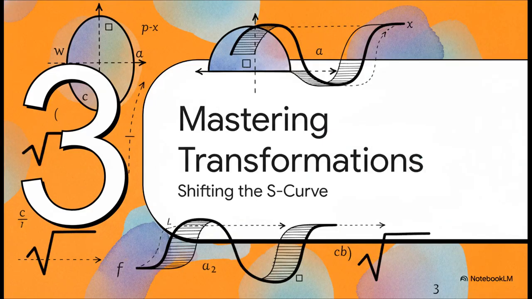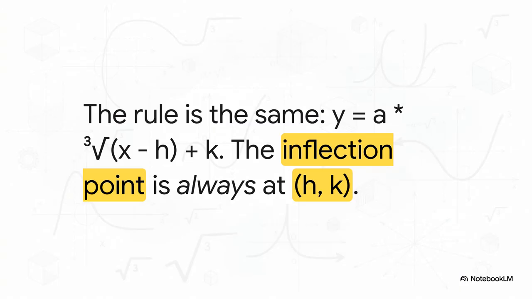Okay, now for the really good news. If you've ever had to shift a parabola, or a square root graph, or an absolute value graph, you already know all the rules for this. Seriously, the logic for transformations is exactly the same. We're just applying it to our new S-curve shape. And here it is, our master formula. Looks familiar, right?